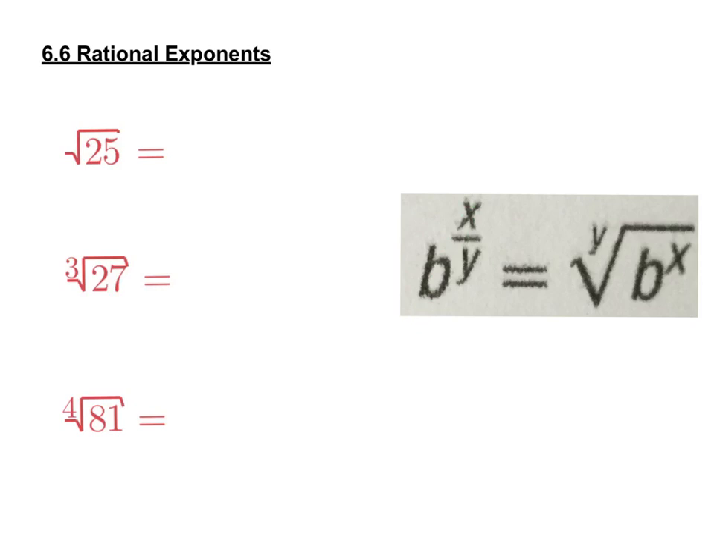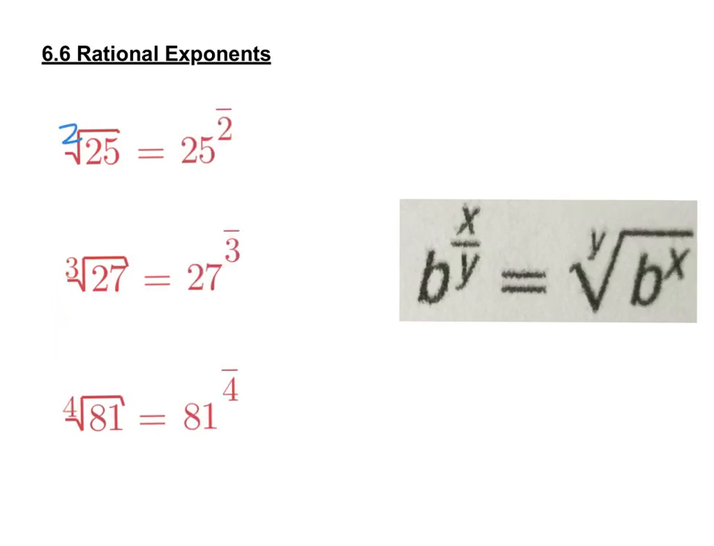If we follow this, the index corresponds to the denominator of the fractional power. So in this case, what's the index? 2. So that's going to be the denominator. What's the index here? 3, and the index here is 4. So essentially we start, now I wrote the 2 in just so we're clear. So this means 25 to some fractional power with the denominator 2. For this one, 27 with the denominator 3, and 81 with the denominator 4.